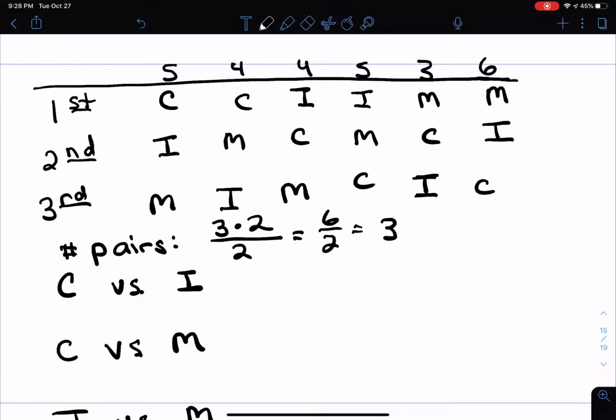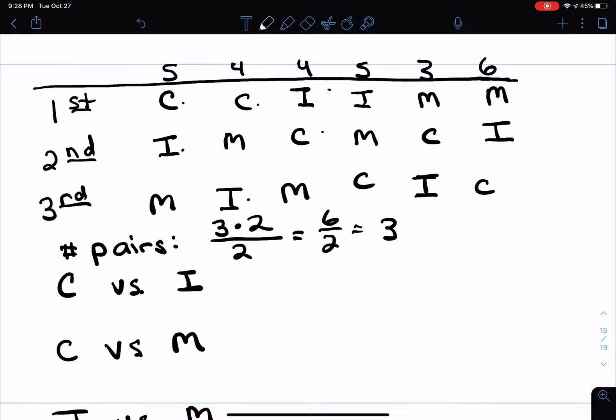Well, like in that first column, Chinese came in first, Italian came in second. So right there, Chinese is above Italian. In the second column, Chinese is in first, Italian's in third. So again, Chinese is above Italian. But in the fourth column, Italian came in first, while Chinese came in second. So there, Italian is above Chinese.